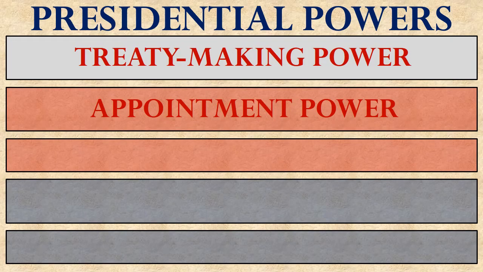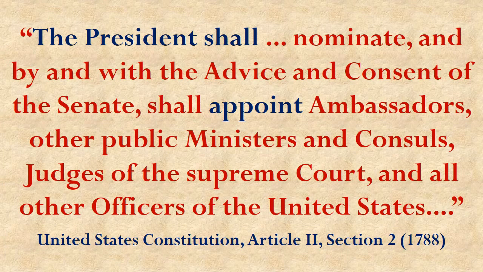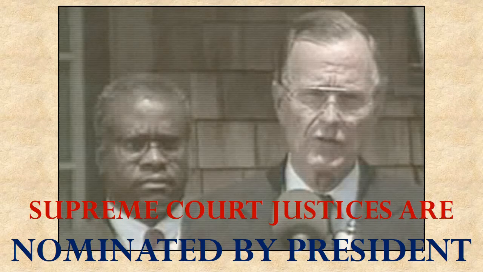The next presidential power for us to talk about is the appointment power. In the Constitution, it says that the President shall appoint, and then it lists a bunch of kinds of offices in government that he can appoint, such as ambassadors and judges on the Supreme Court of the United States. So, for example, Supreme Court justices are nominated by the President. Again, the terminology is important here, because even if the Constitution doesn't use the word nominate, that's the word that's commonly used as we talk about the President selecting Supreme Court justices or people that he appoints to other offices.